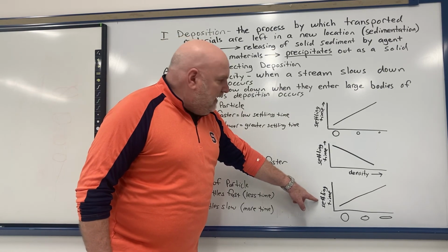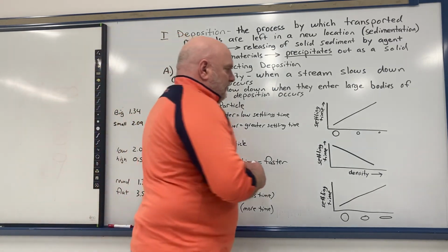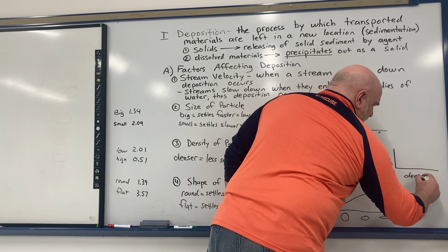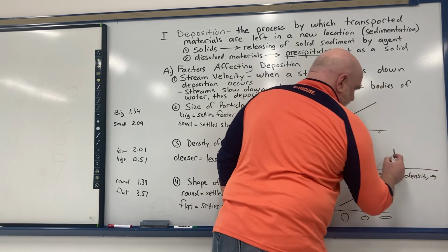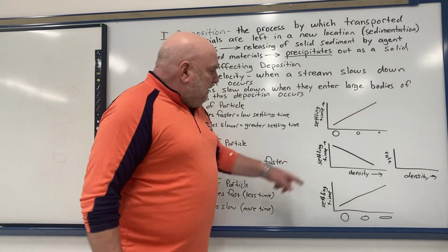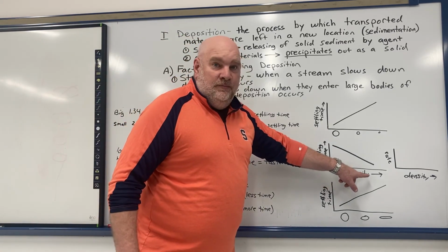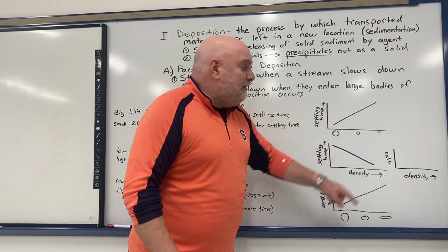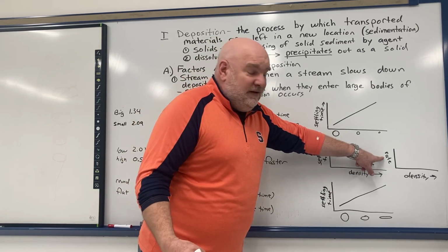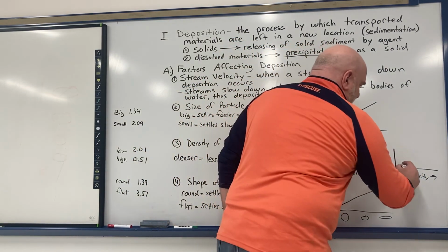Now, in this example here, all three of these graphs said settling time, all right? However, for example, for this guy right here, what we plotted was basically the time. So the more dense the material, the less time it took to sink. However, if I was plotting the rate, which is the speed it's traveling, then the denser it was, the faster the rate it was traveling, all right?